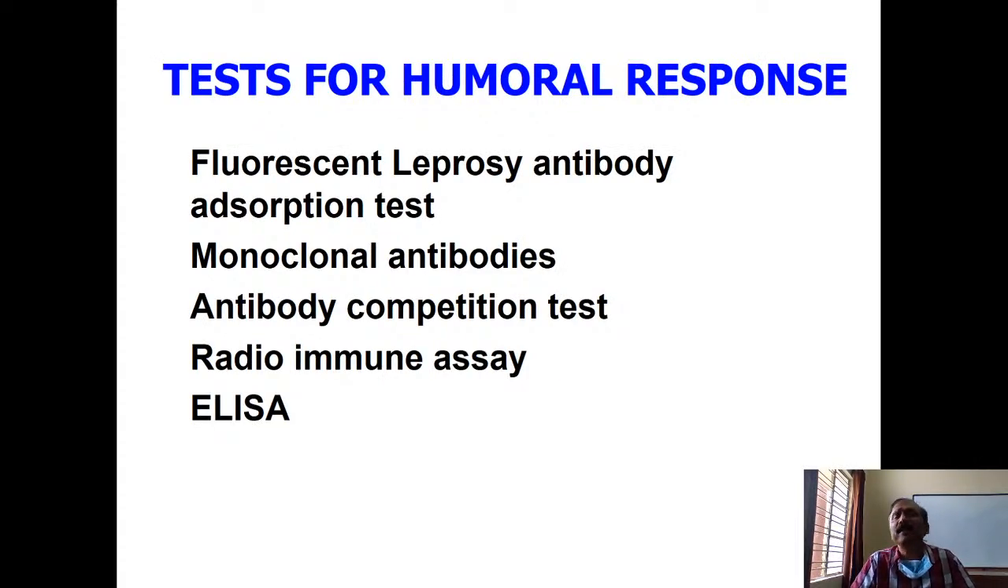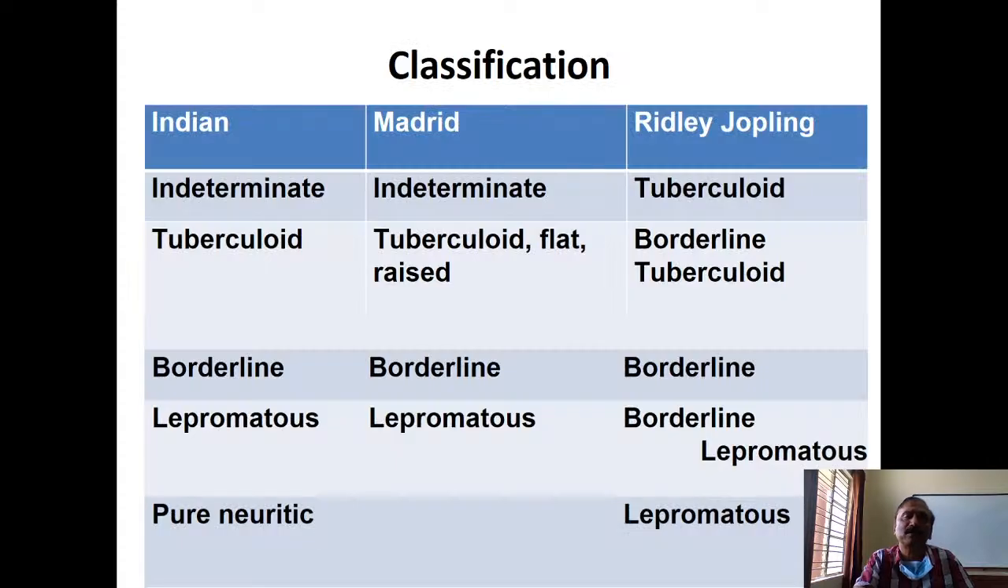For the humoral response, there are various other tests which are available, but I have not seen very many institutions doing them. But if you want to, there are the fluorescent leprosy antibody adsorption test, monoclonal antibody tests, antibody competition test, radioimmunoassay test, and ELISA test. These can test for the humoral response and give us an idea about it. And then after you do all this, you can decide how to classify this particular leprosy.